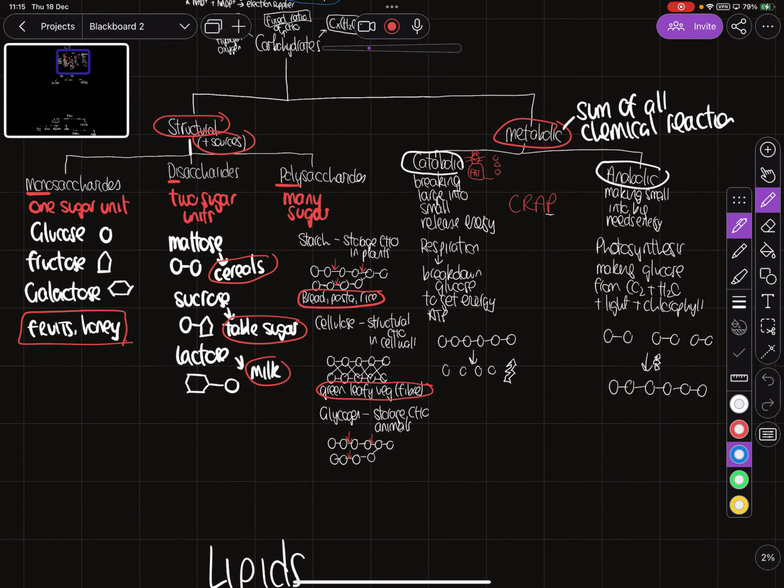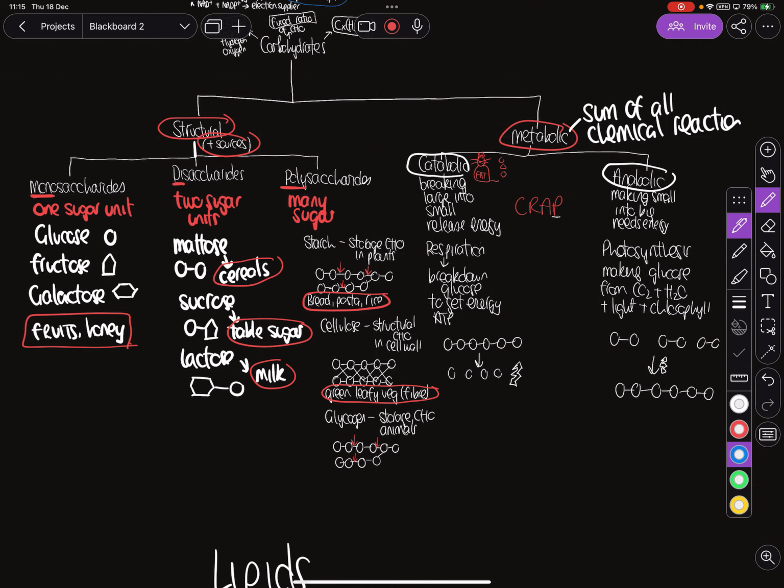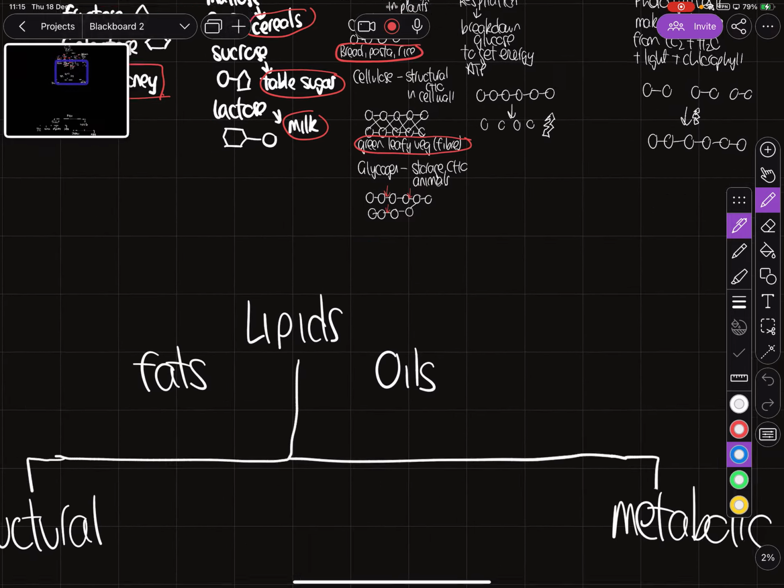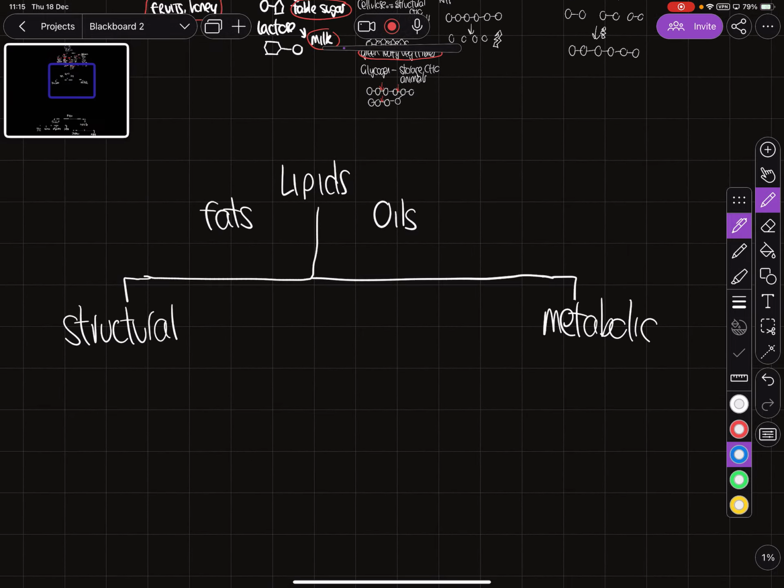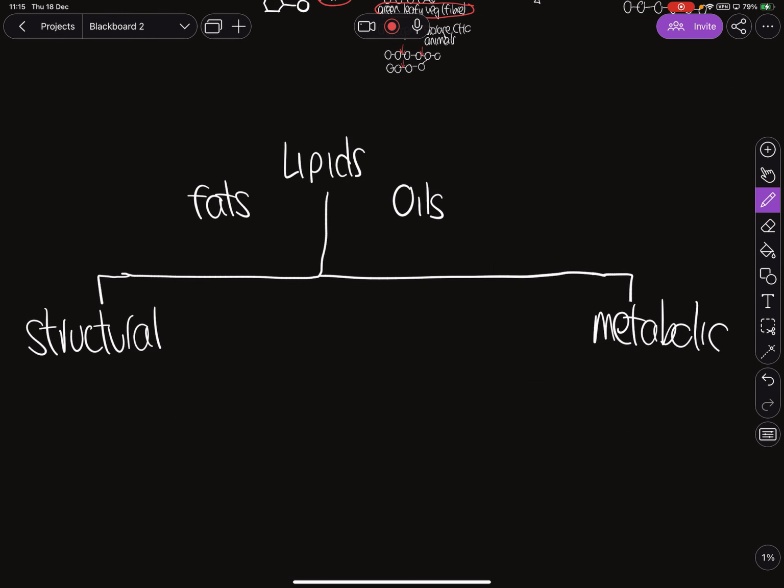So again, this was what we had for carbohydrates. We need to know the structural and metabolic roles of them, and we need to know their sources. So similarly, in lipids, it's going to be the same thing.